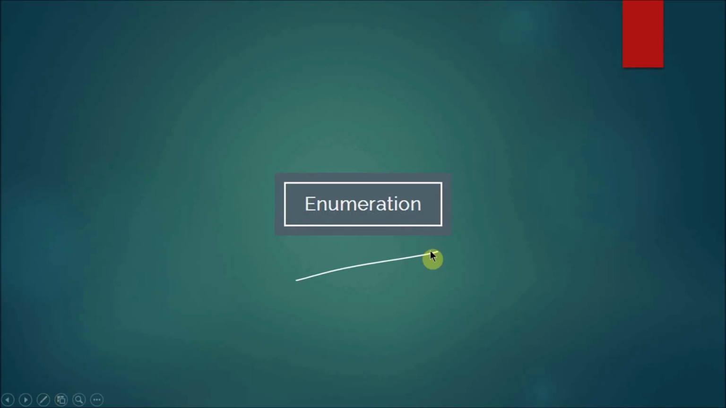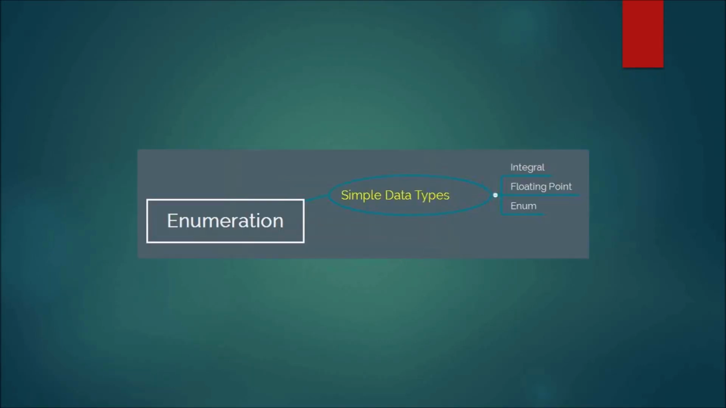Enumeration. If you recall, we talked about simple data types at the very beginning of the semester: our integrals, our ints, our chars, our floating points, our floats, our doubles, decimal places. Today we're going to talk about enum. Enum is where we'll create our own simple data types.